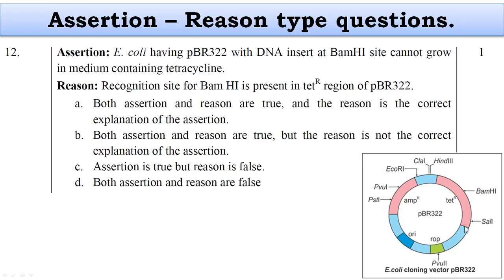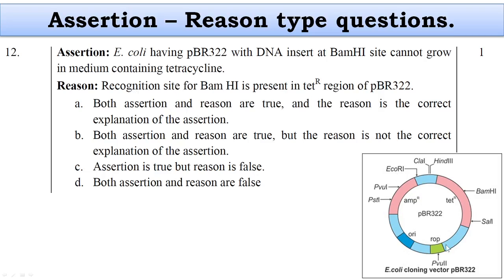This one is the gene for tetracycline resistance. So the recognition site for the BamHI restriction enzyme is located in the tetracycline resistance gene. So that is also true. And now by applying our knowledge of insertional inactivation, we can say that the reason is the correct reason for this particular statement.